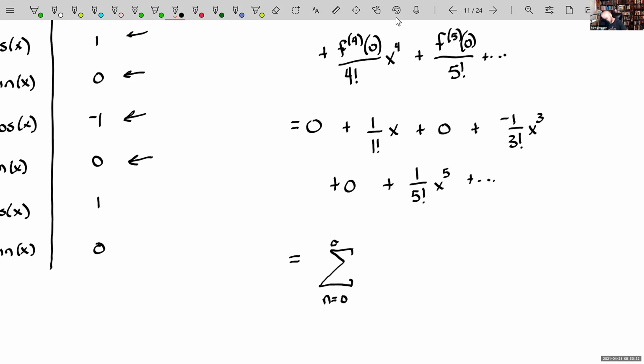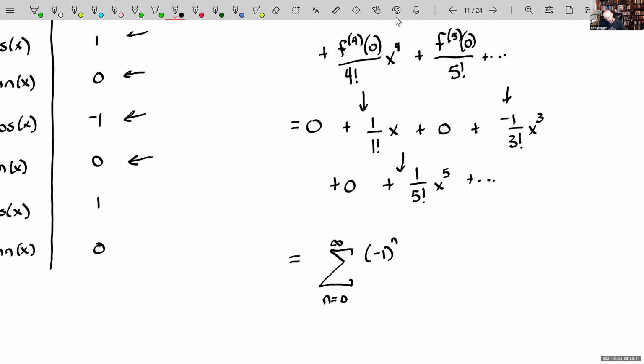And if you wanted to write this as a summation, you could say, okay, I'm going to sum from zero to infinity. It has an alternation, right? Positive, then negative, then positive, then negative, then positive. So this seems about right. When n is 0, it's positive. When n is 1, it's negative. When n is 2, it's positive. When n is 3, it's negative.